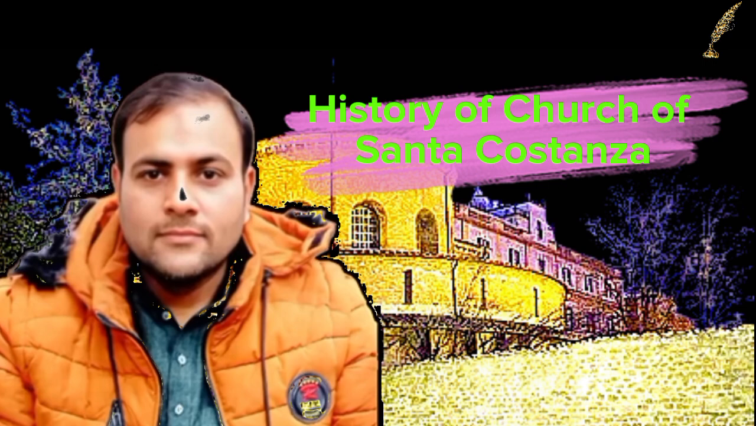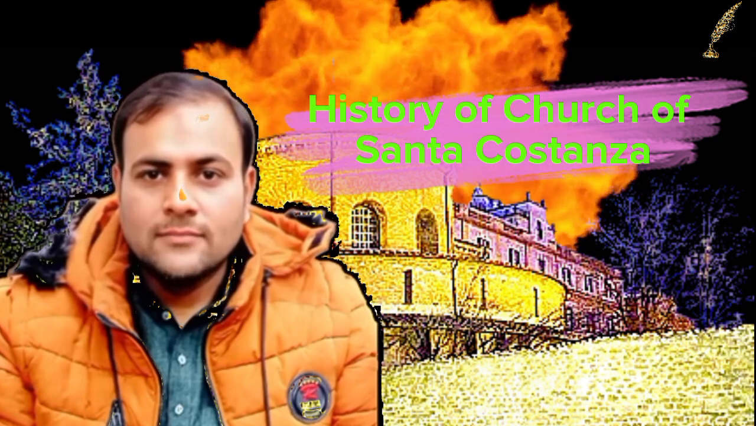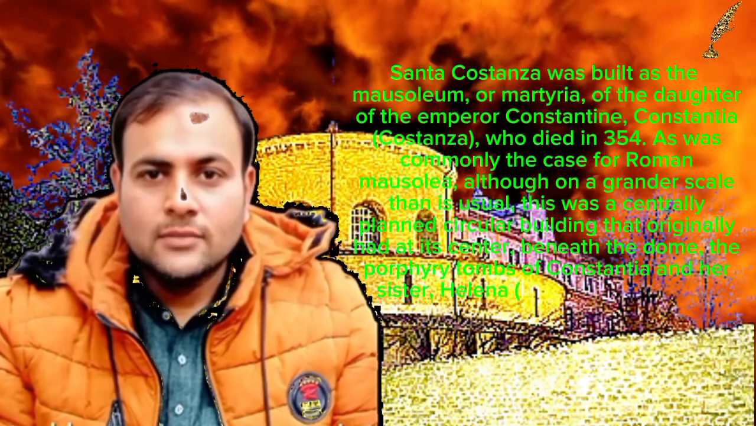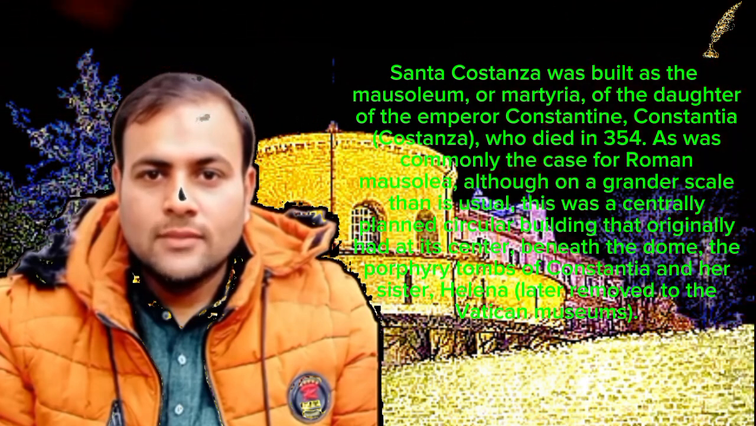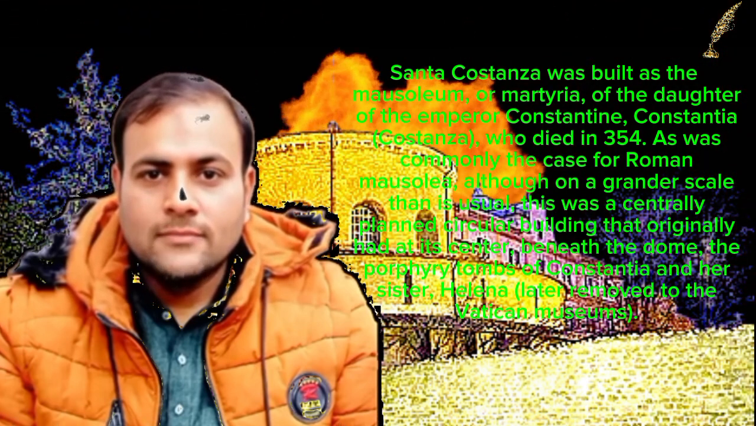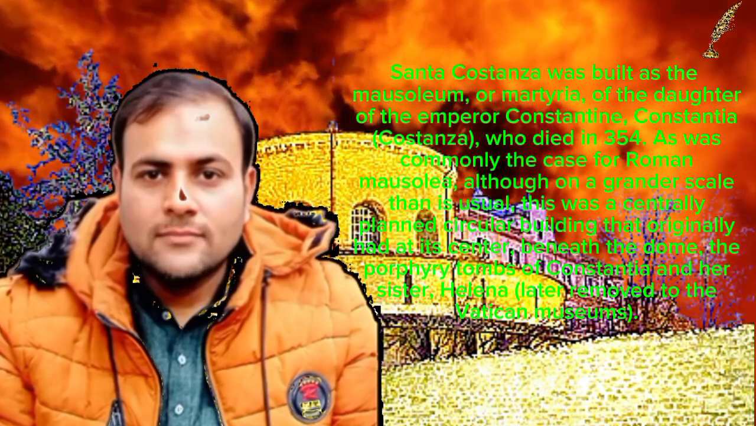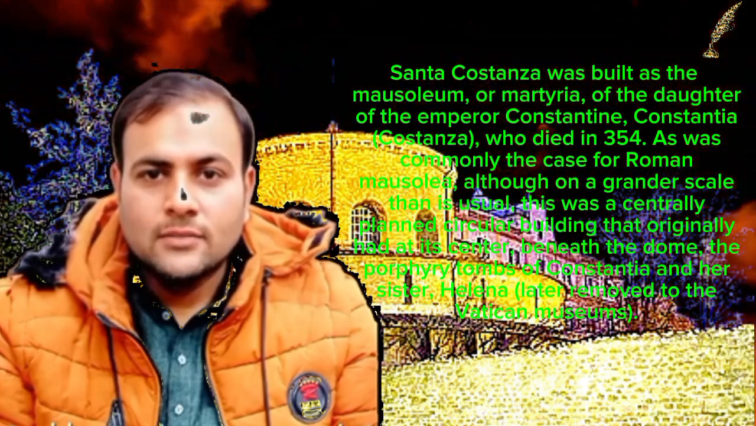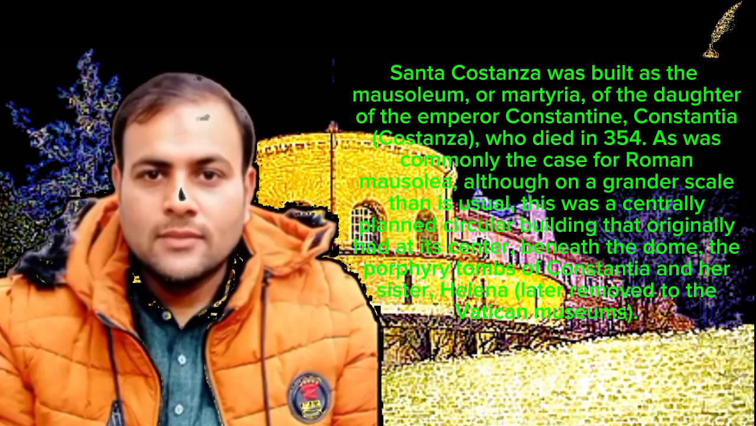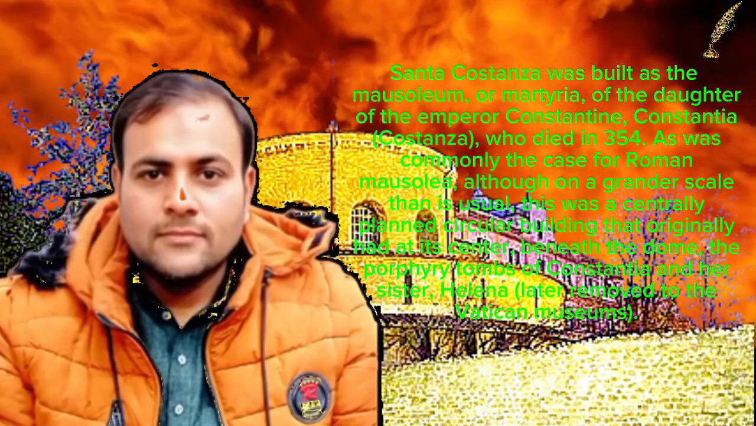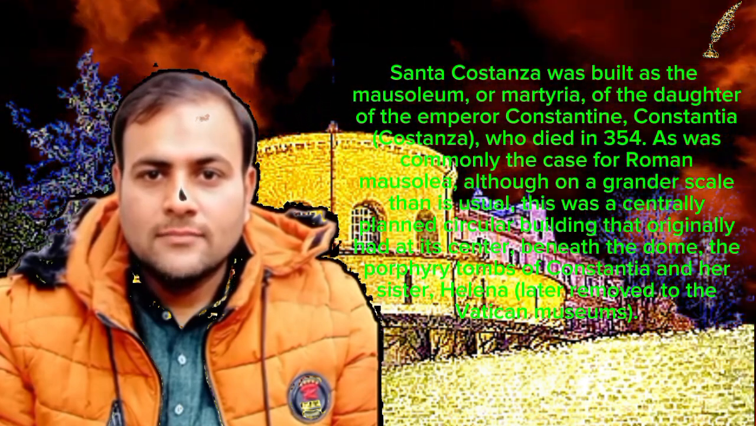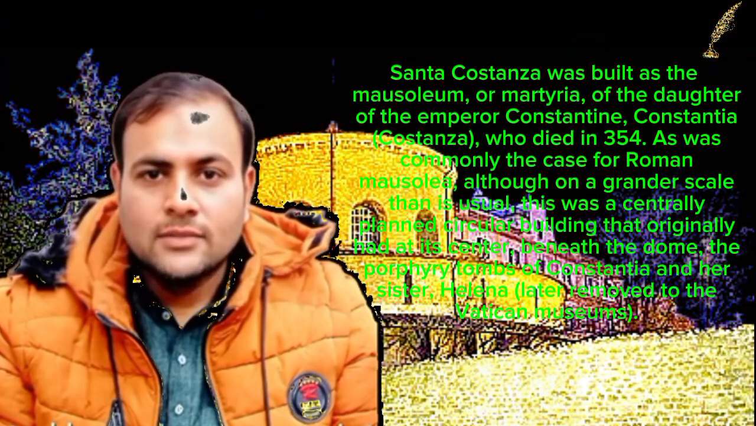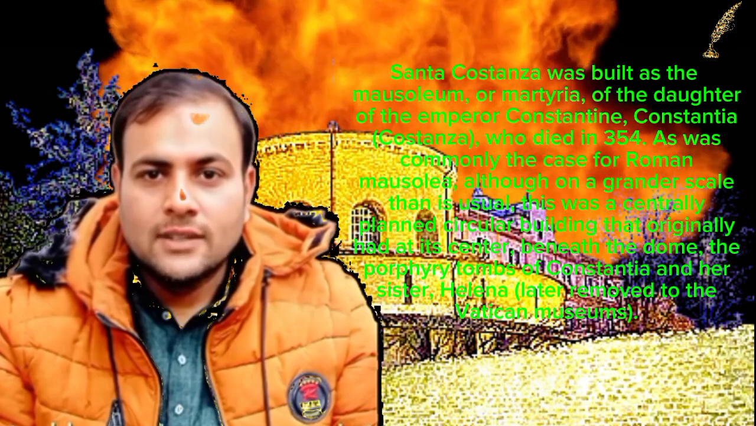History of Church of Santa Costanza. Santa Costanza was built as the mausoleum, or martyria, of the daughter of the Emperor Constantine, Constantia, Costanza, who died in 354. As was commonly the case for Roman mausolea, although on a grander scale than is usual, this was a centrally planned circular building that originally had at its center, beneath the dome, the porphyry tombs of Constantia and her sister, Helena, later removed to the Vatican museums.